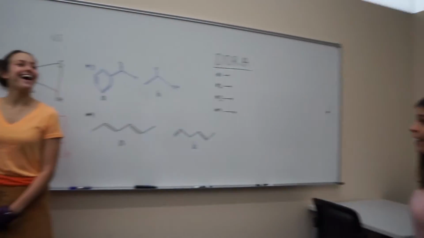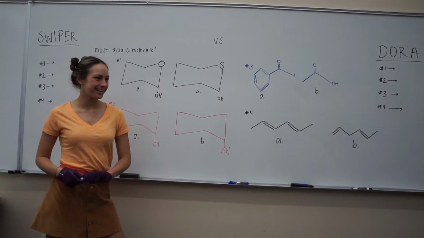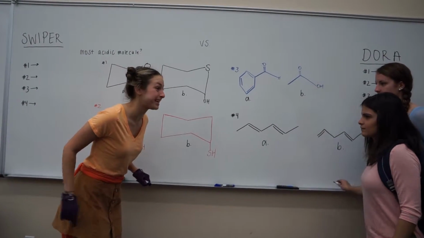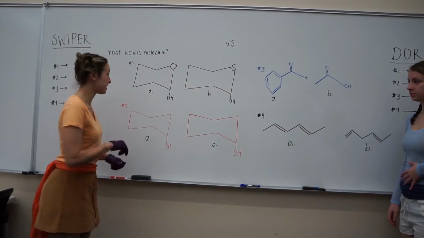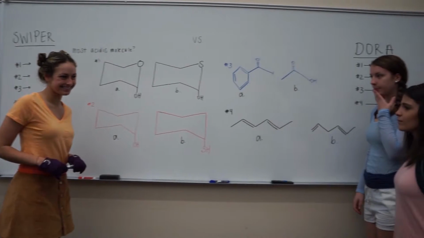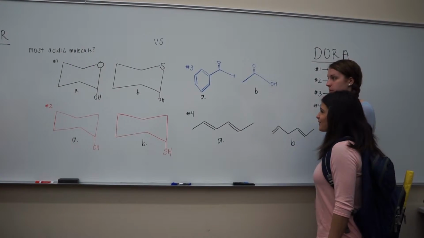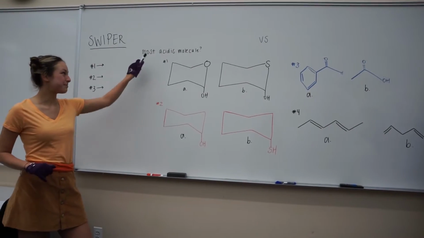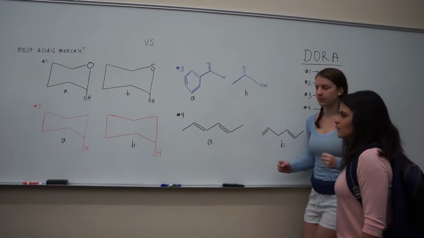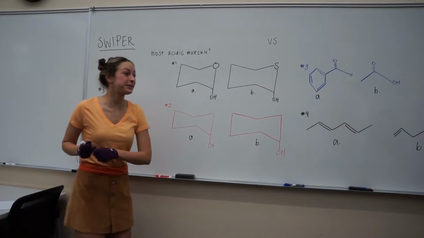Swiper! Dora the Explorer, we meet again. More problems to make you fail. But this time, we're going to race. And if I go faster than you or get more right answers than you, then I'll take your map and you'll never pass. So what are we doing, Swiper? We get to pick the most acidic molecule. All right, we can do it, Dora. Ready, set, go!